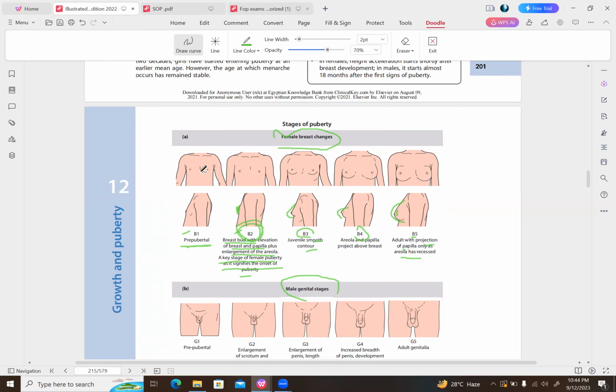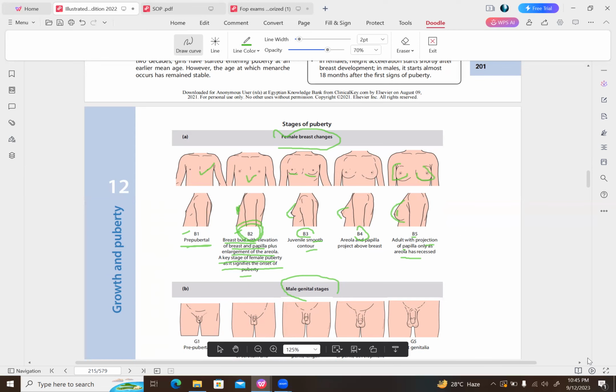This is the front view. This is pre-pubertal. This is development of the bud. That is the onset of puberty. Here you can see this contour. Then this breast, areola and papilla, they project above the breast. And this is more adult type breast, B5, which is the projection of the papilla only as areola has recessed. Okay, this is the adult type breast.